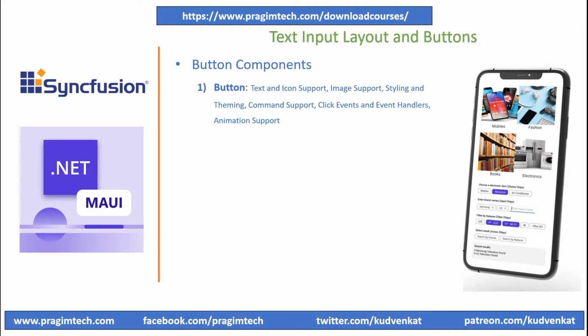Some key features of Syncfusion button control include text and icon support, which allows you to set text content as well as icons, providing flexibility in design of your buttons. You can customize the appearance of the button by applying different styles and themes. This includes options to change the background color, text color, border, and more. Along with these features, Syncfusion button component supports command support, click events and event handlers, rounded corners and border configuration, content alignment, and animation support.